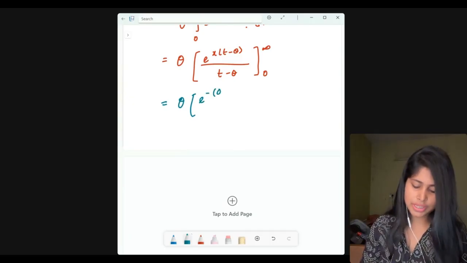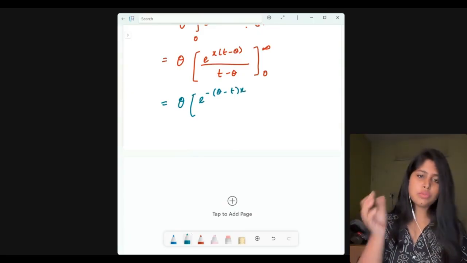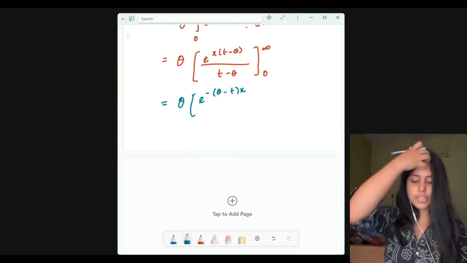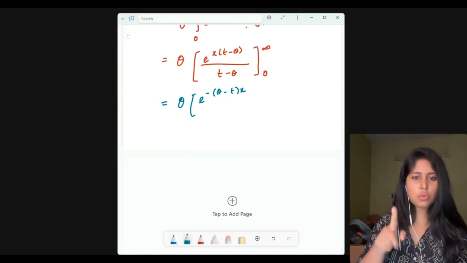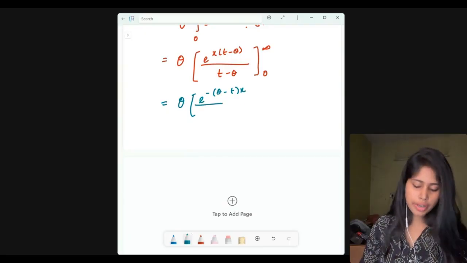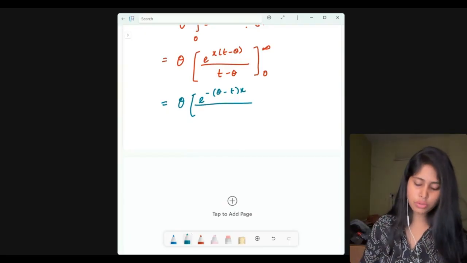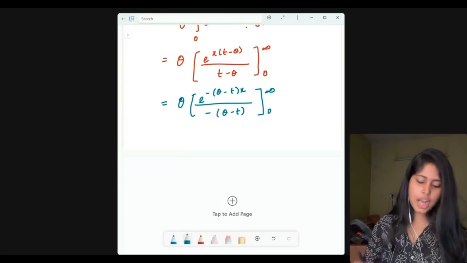Minus theta into theta minus t x, right? We will just change the sign, and then we can say that theta is here, because theta was in negative, right? So in divided by, if we take again a minus sign outside, then it will be theta minus t, and the limit is 0 to infinity only. Then how will we compute it?